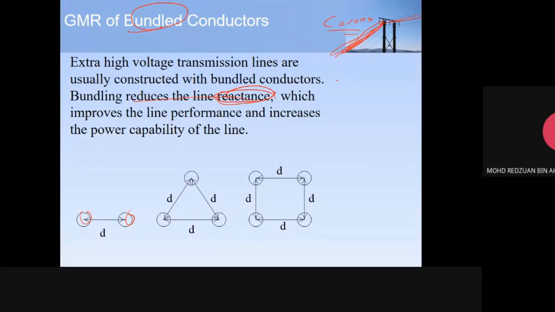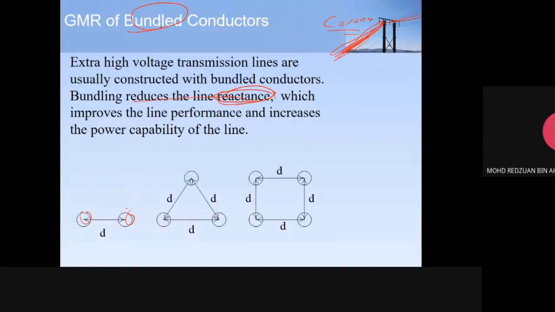the signal of the radio system. See, any signal it will disturb. So by using a bundle, it will reduce that. We call it audible noise. Reduce the effect of audible noise and reduce the reactance.